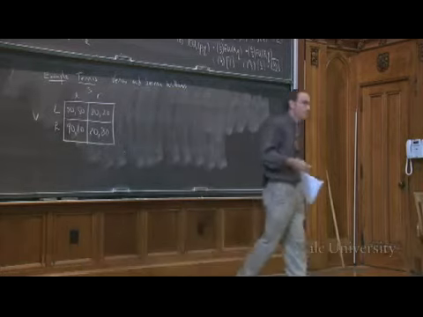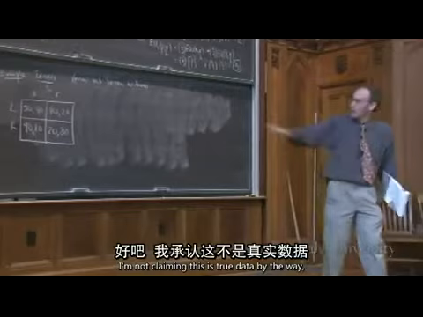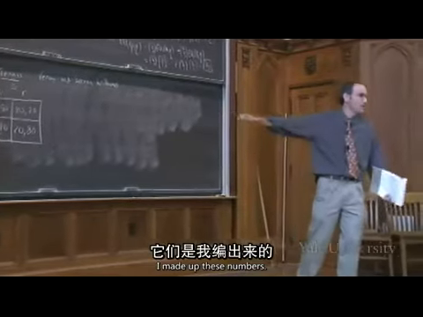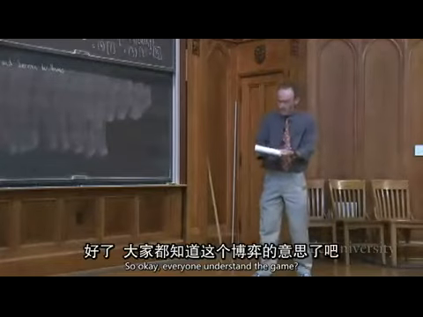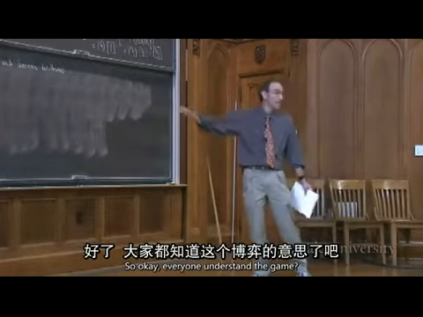So none of that fine detail matters a great deal, but just if you're interested, that's where the numbers come from. I'm not claiming this is true data, by the way. I made up these numbers. Actually, I think Dixit made up these numbers. I forget where I got them from. All right, so, OK, everyone understand the game?